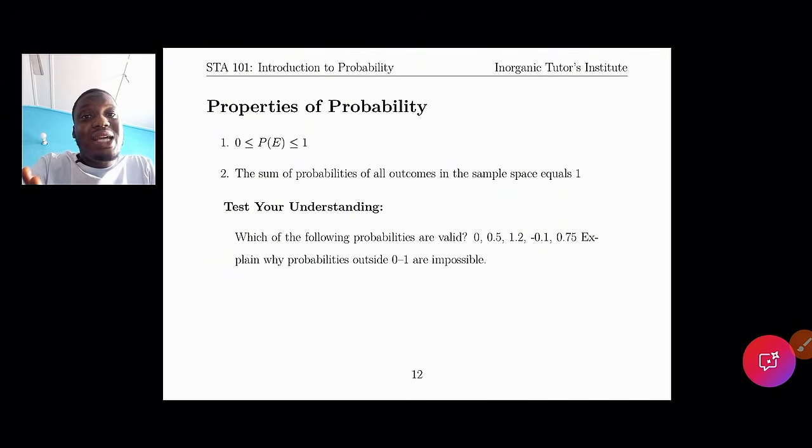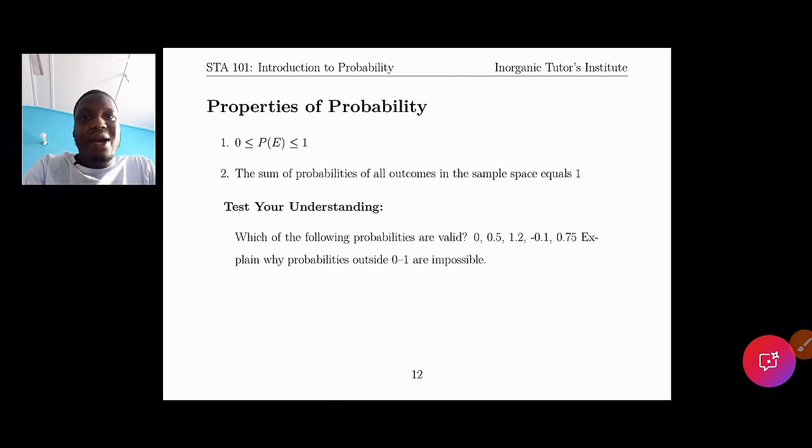But if there's no chance for you at all, so let's say you have red balls, green balls, and blue balls, and you are being asked, what's the probability that you pick a black ball? Remember, there's no black ball. So we say that there's no chance, or the probability is 0. We don't say the probability is -5. No. If there's no chance at all, we say 0. And if there's 100% chance, we say 1.